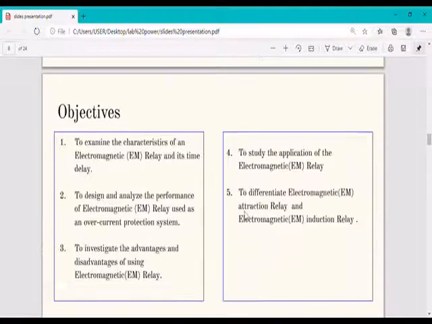Our objective is, first, to examine the characteristics of the EM relay and its time delay. Second, to design and analyze. Third, to investigate the advantages and disadvantages of using EM relays. Fourth, to study the applications of the electromagnetic relay. Lastly, to differentiate electromagnetic attraction and induction.